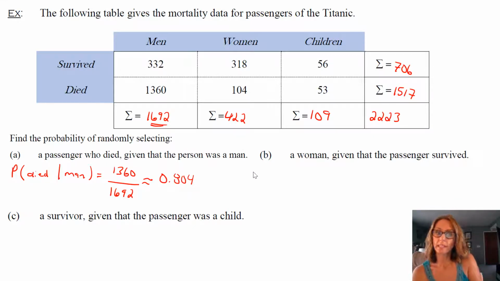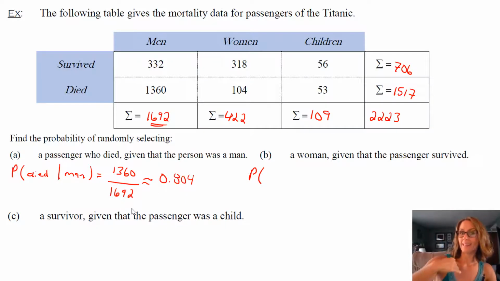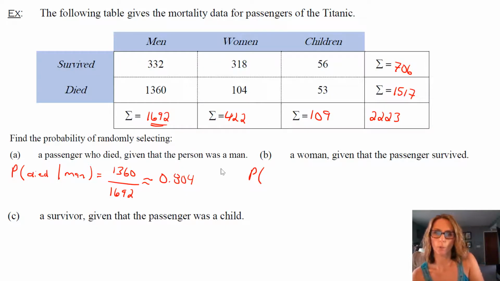So if you want, see if you can pause and do B, and then come back and see if you got your answer right. You can even pause and try to do B and C, and then come back and see what you got right.